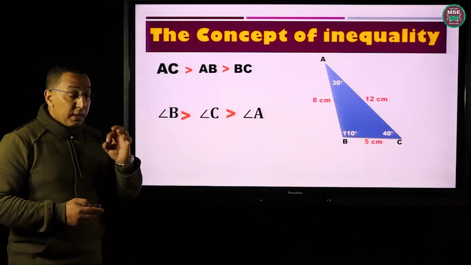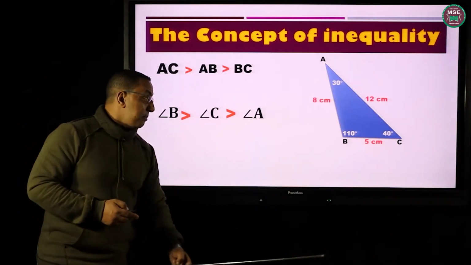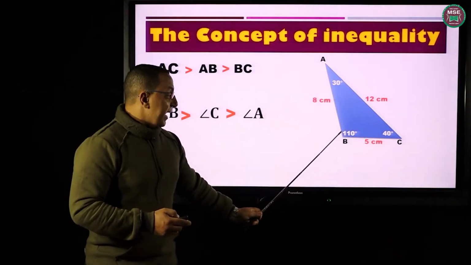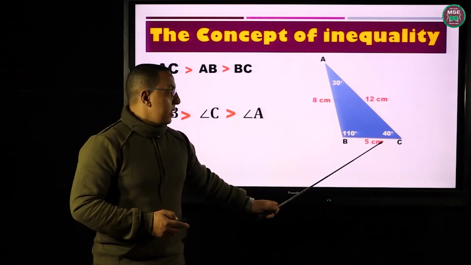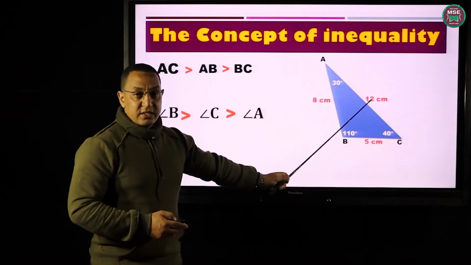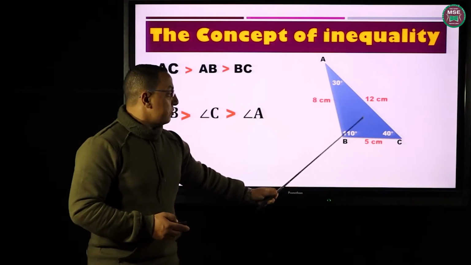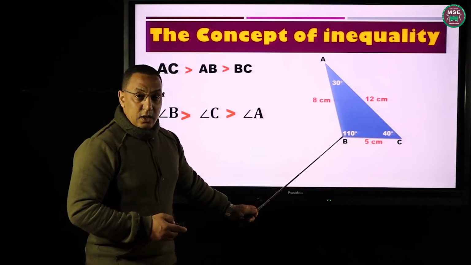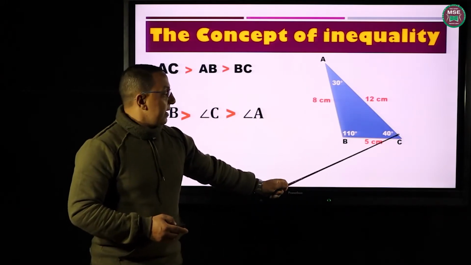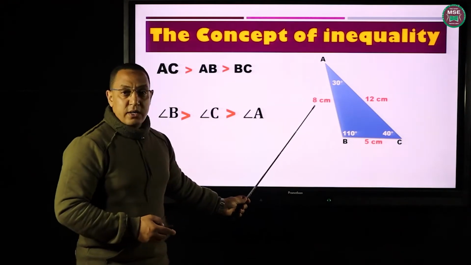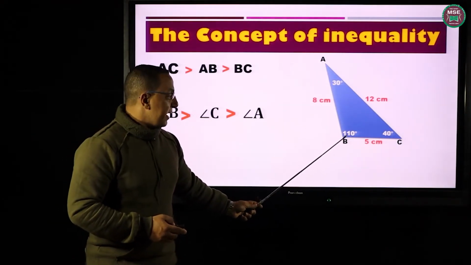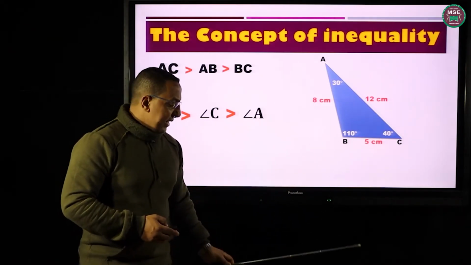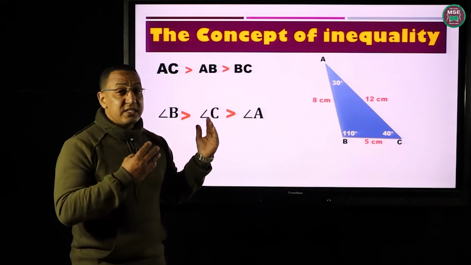By looking carefully, if I compare angle B and angle C, here angle B is greater than angle C, okay? Here angle B is opposite to this side 12, and angle C is opposite to this side 8. So the bigger angle is opposite to the bigger side in length, and the smaller angle is opposite to the smaller side in length. Again, the bigger angle is opposite to the bigger side and the smaller angle is opposite to the smaller side. This is the relation related to this unit.